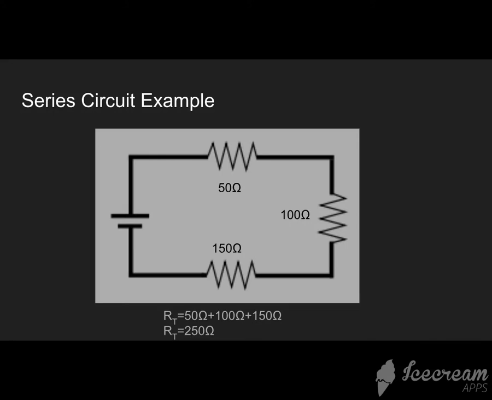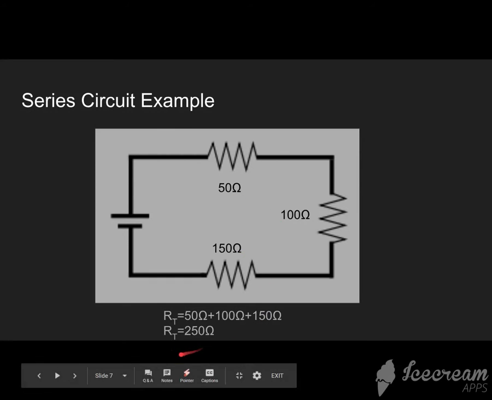A series circuit example. Like we learned before, to find the total resistance of a series circuit, you add up all the resistors. So the total resistance would equal 50 ohms plus 100 ohms plus 150 ohms. So the total resistance is 250 ohms for this circuit.